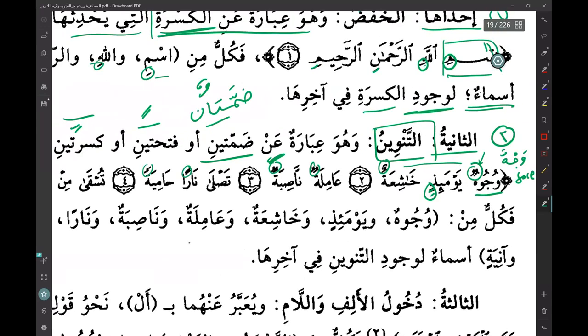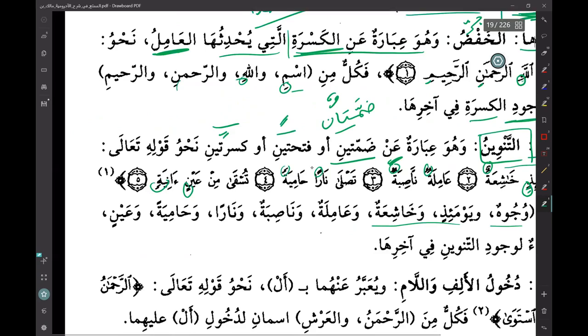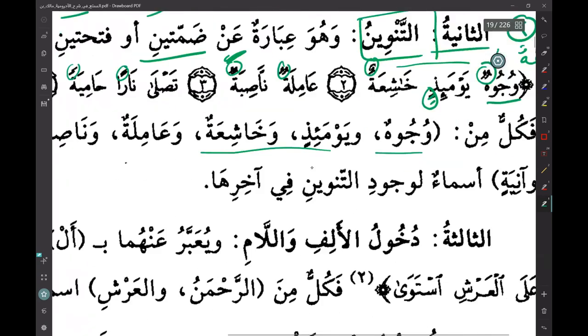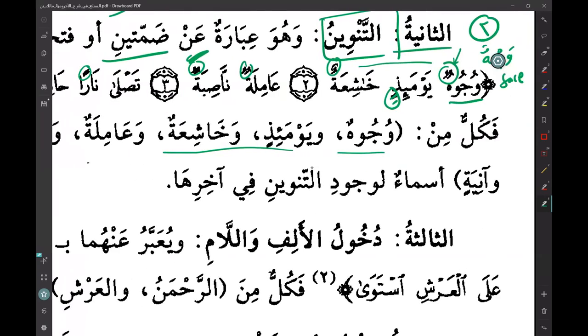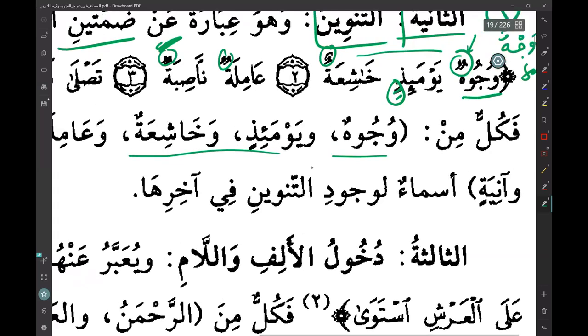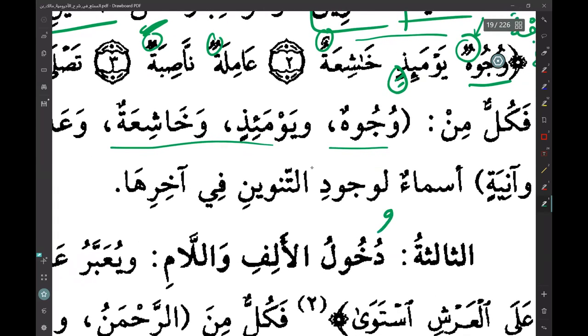And then he says, fakullun, meaning all of these things are your nouns. I'll just go quickly here. Why? Li wujudi tanween. Okay, because of finding what? Somebody said wujud. I think you got confused. Yes, now I know why you said find, because wajada is to find, and wajh is face.